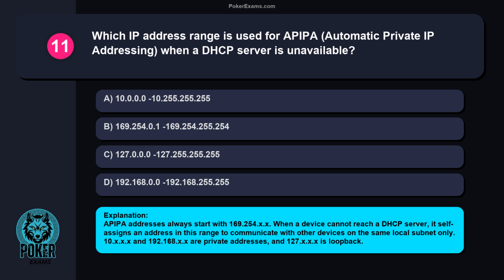APIPA addresses always start with 169.254.x.x. When a device cannot reach a DHCP server, it self-assigns an address in this range to communicate with other devices on the same local subnet only. 10.x.x.x and 192.168.x.x are private addresses, and 127.x.x.x is loopback.